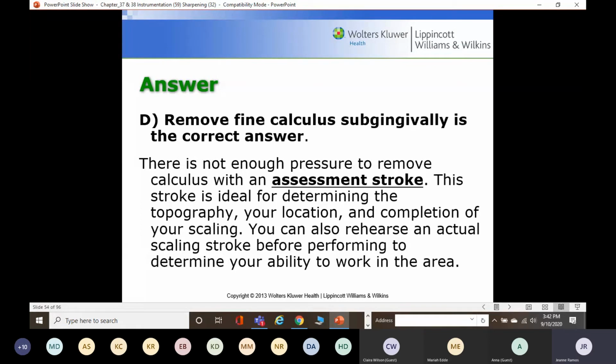If you are going down there to assess and then you feel a piece of calculus, now you've changed from an assessment. Even if you don't take the instrument back out of the sulcus, you have now changed from an assessment stroke to a working stroke. But an assessment stroke doesn't actually remove calculus.